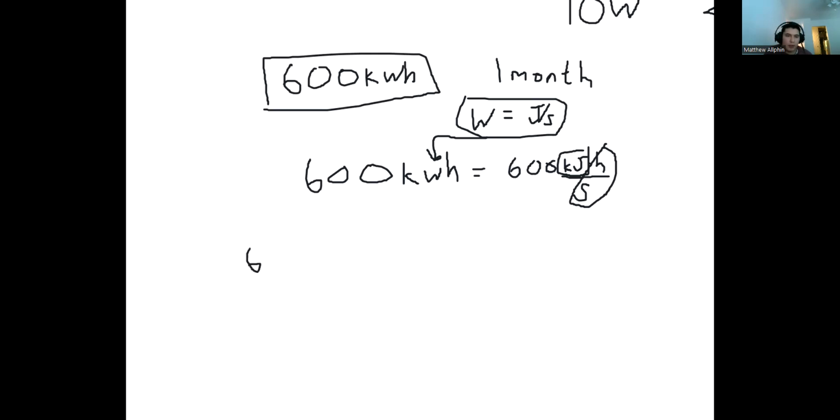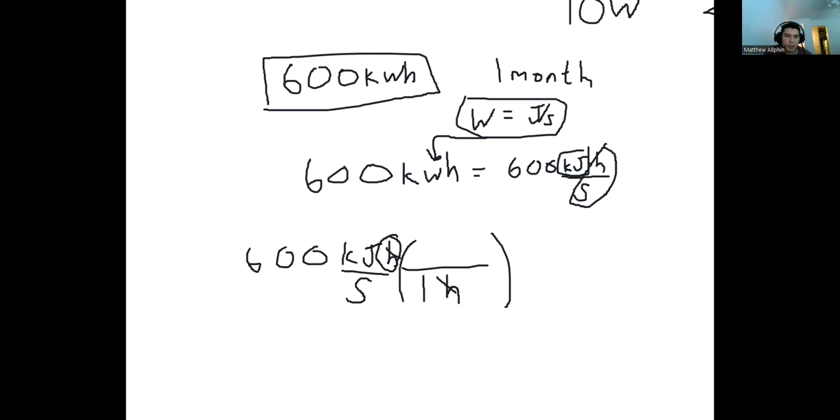So if I look here, 600 kilojoule hours per second. Well, I probably want to change this hour into seconds, right? So I'm going to put this hour down on bottom, so it cancels with the hour on top, and I'm going to put seconds here on top.